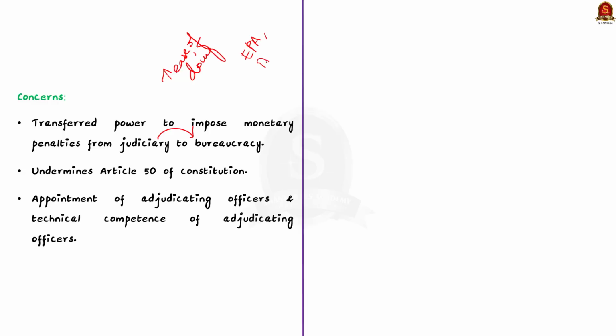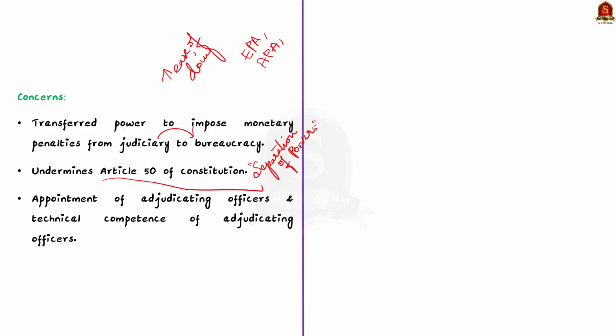Additionally, forest officers are granted the authority to conduct inquiry and order compensation for damage to forest under amendments to the Indian Forest Act. This transfer of power from judiciary to bureaucracy can undermine the constitutional principle of separation of power. According to the author, this would go against Article 50 of the Indian Constitution that suggests achieving separation of powers. The author also raises concerns about the appointment and technical competence of adjudicating officers.